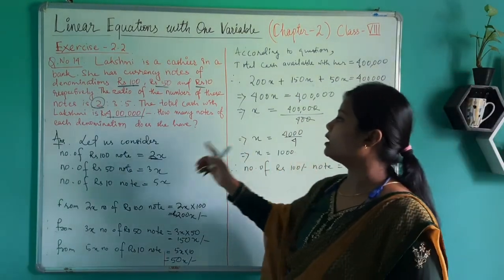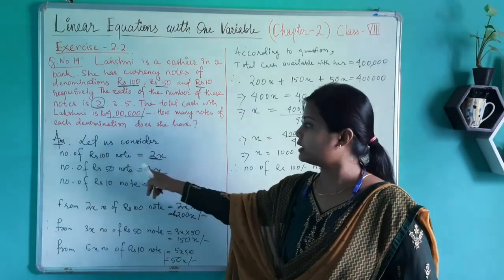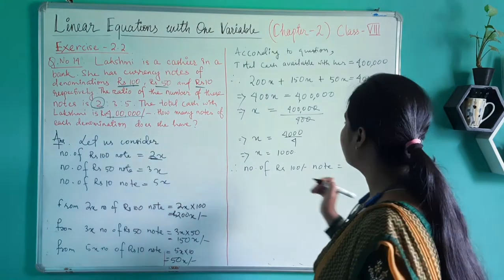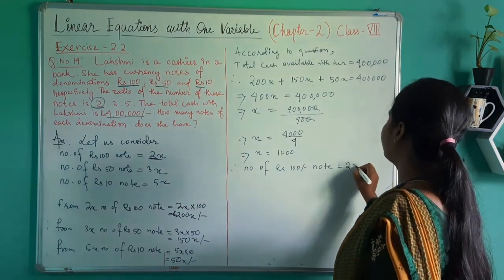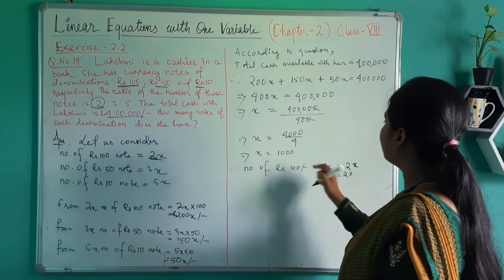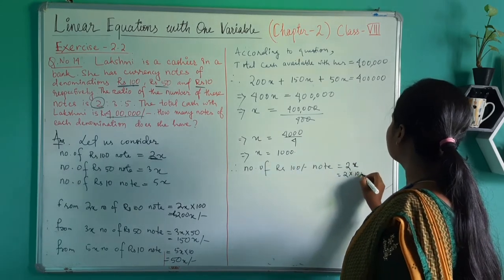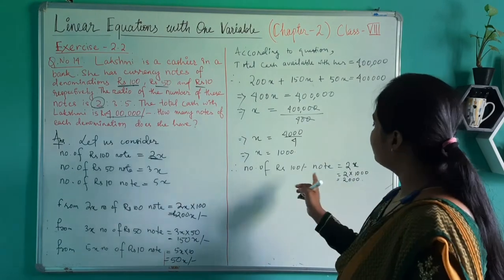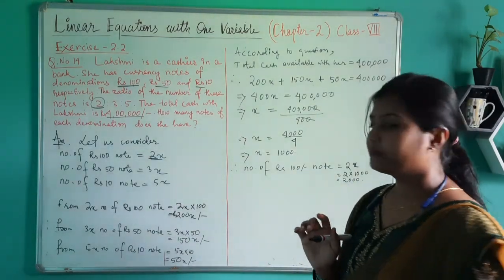Now we need to find how many 100 rupees note are present, that is 2x. We had considered it as 2x. So we will now find what is the value of 2x here. So 2x, this equal to, substitute the value of x here, 2 into 1000, that is 2000. So we have 2000 100 rupee note.